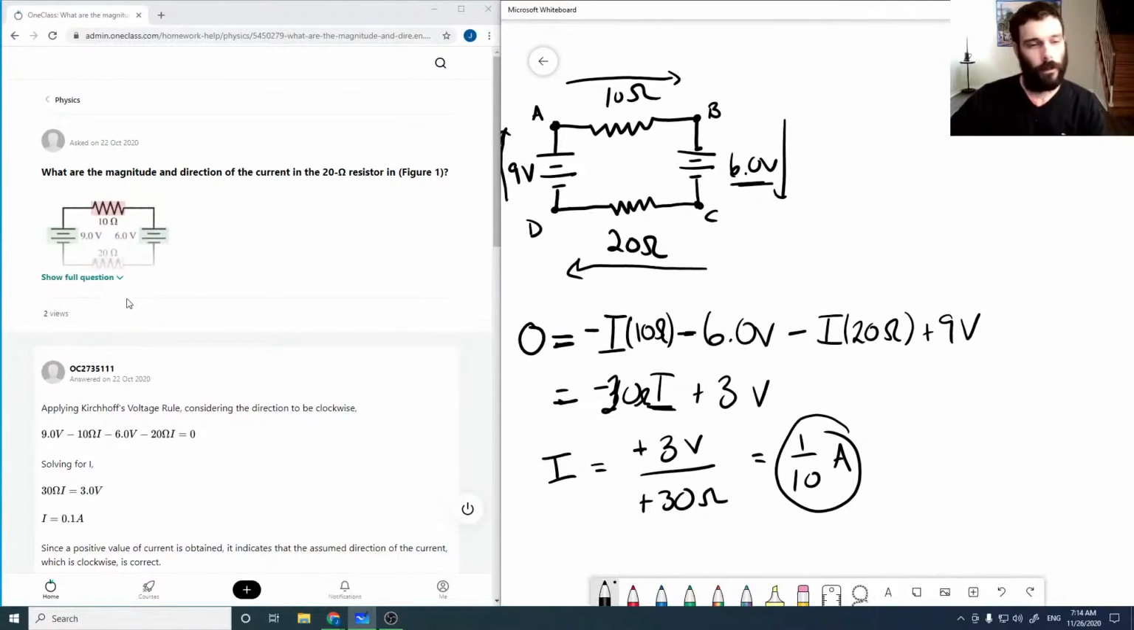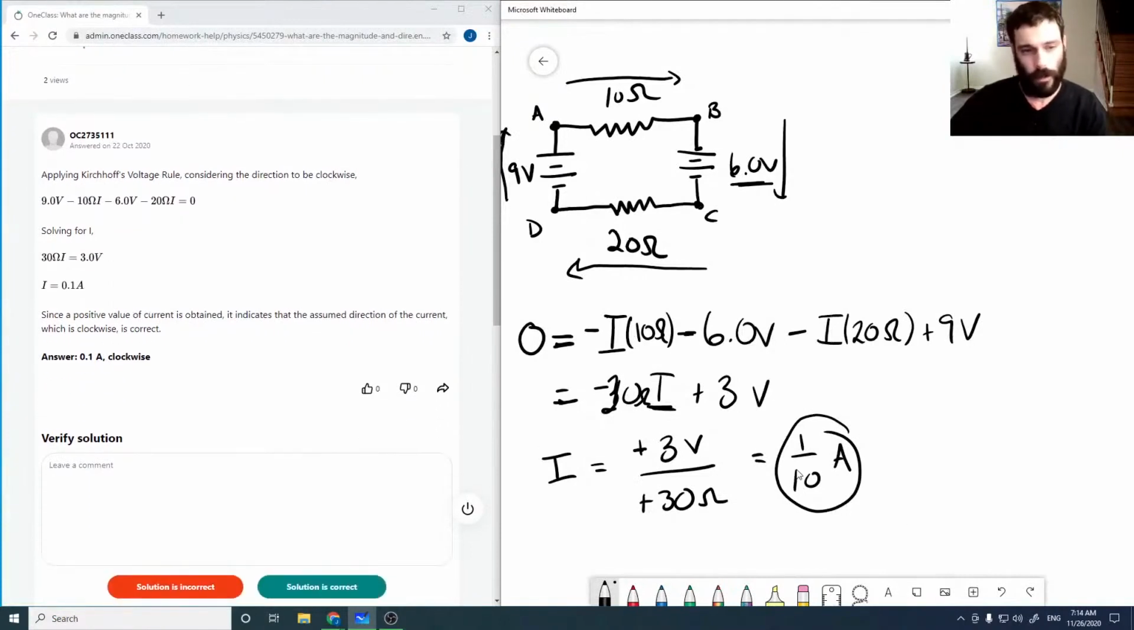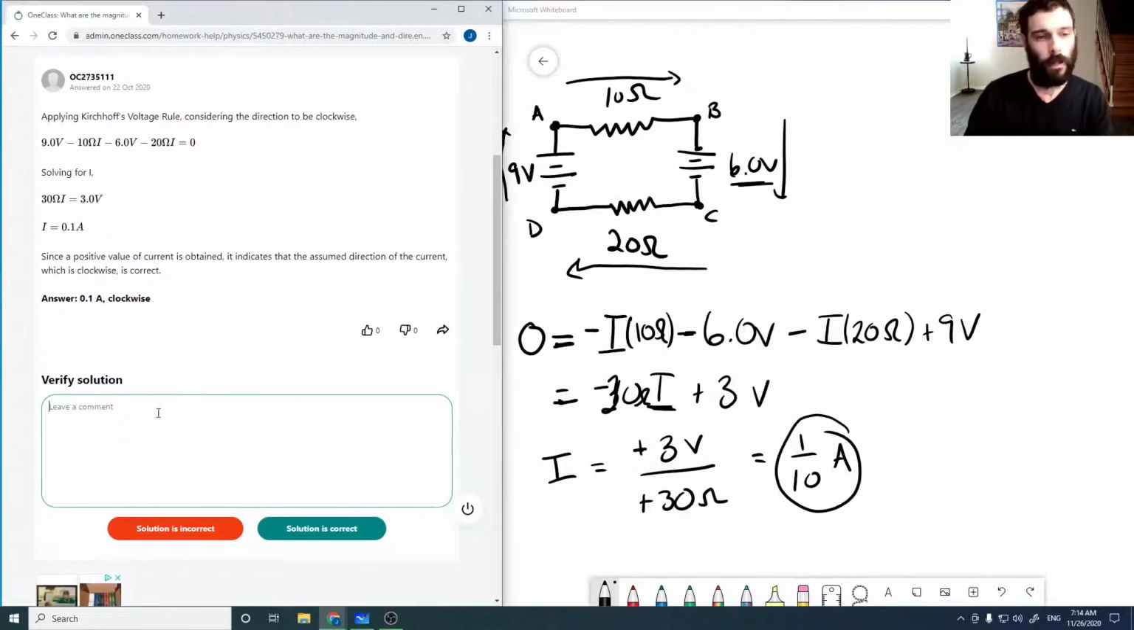Okay, so looking at the solution here, applying Kirchhoff's rule, we get this equation, assuming a clockwise flow. We can solve for I, which gives us 0.1 or 1 over 10. And since it's positive, our clockwise assumption is correct. And so that's what we get, and so the solution is correct.